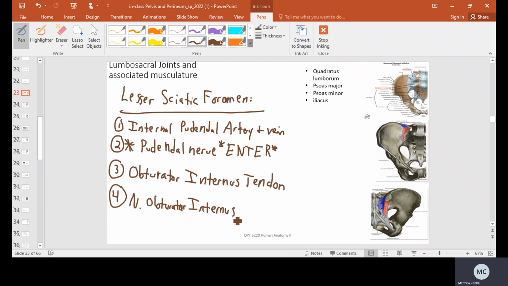And it's going to do kind of the same thing the pudendal nerve does. Okay, so those are the big contents of the greater and lesser sciatic foramens. So the nerve to obturator internus wraps around and goes back in, just like the pudendal nerve. It goes out the greater and into the lesser.